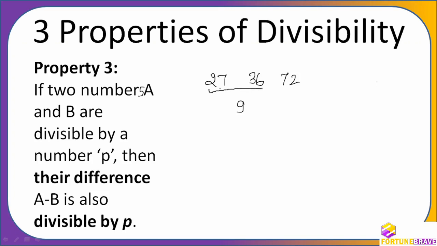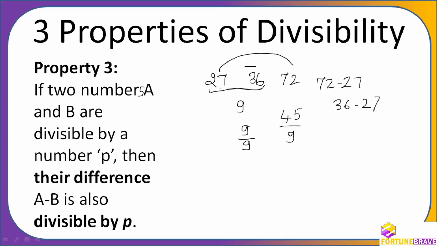In this case also we can see that 36 minus 27 is 9. So 9 is perfectly divisible. 27 minus 72, or 72 minus 27. How much will it be? It will be 45. Is it 45? Yes, 45. So 45 is also divisible by 9. So the difference between these two, 72 minus 27 or 36 minus 27, is also divisible by 9. If any two numbers are divisible by a number, then the difference between those two numbers is also divisible by that number. Is that clear?